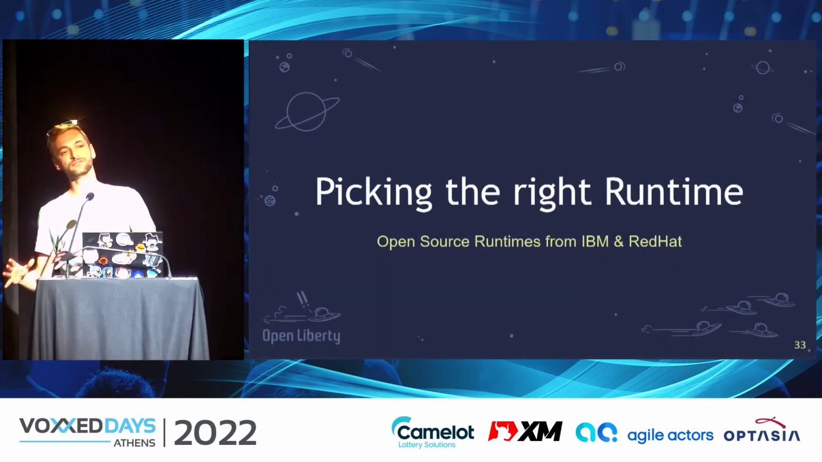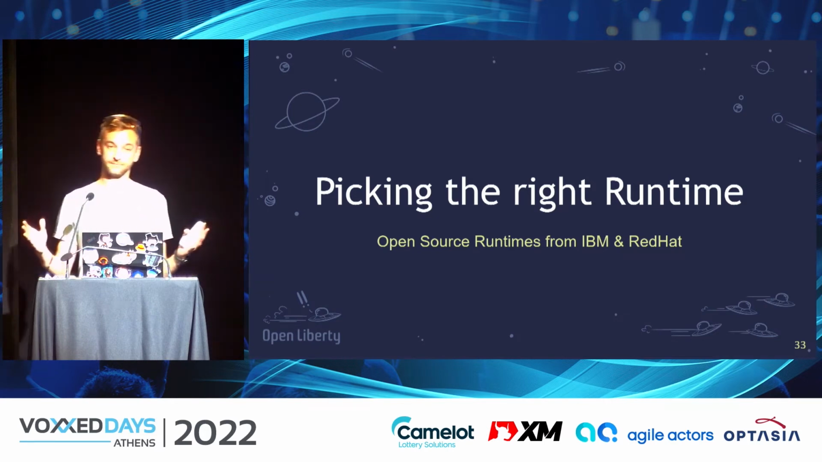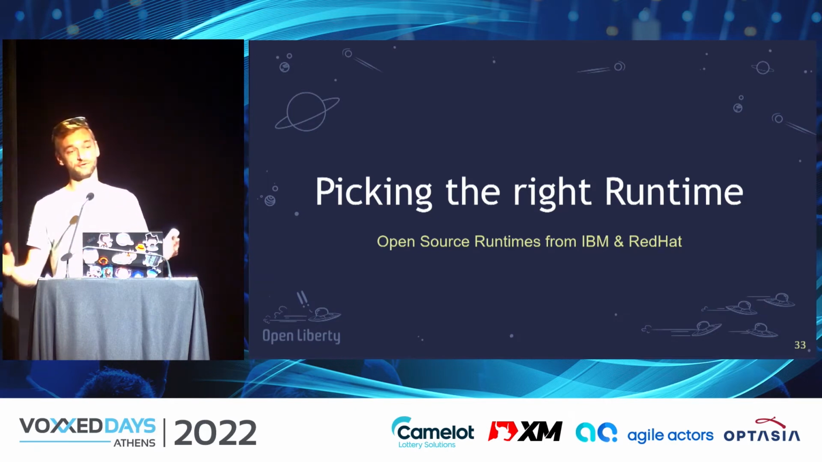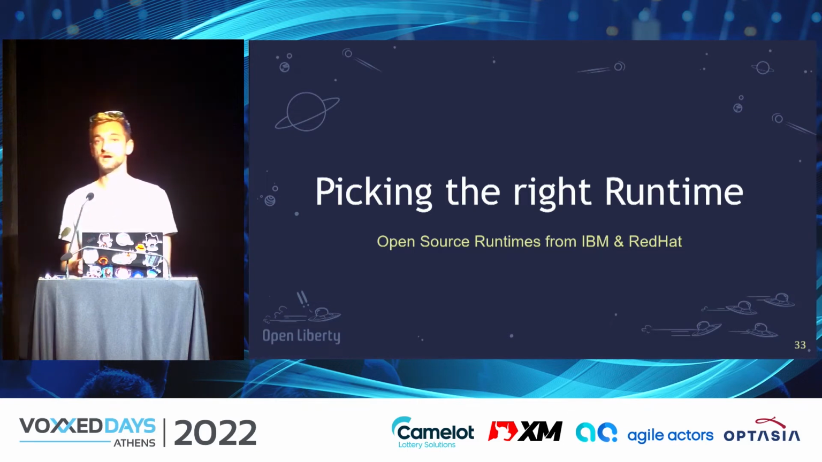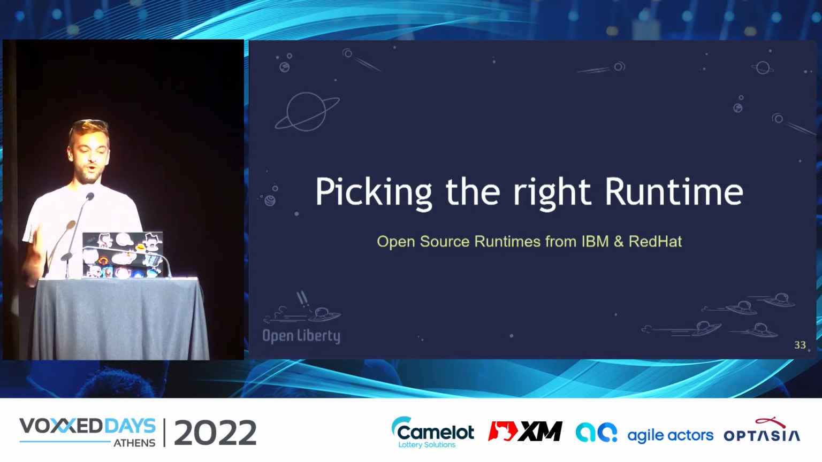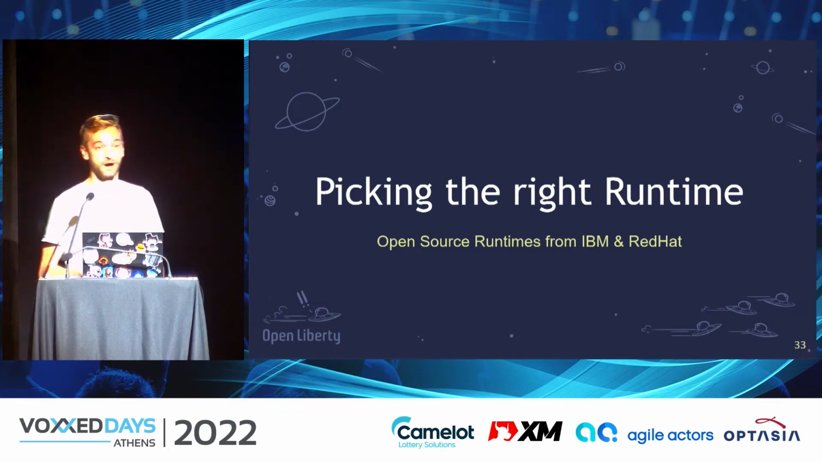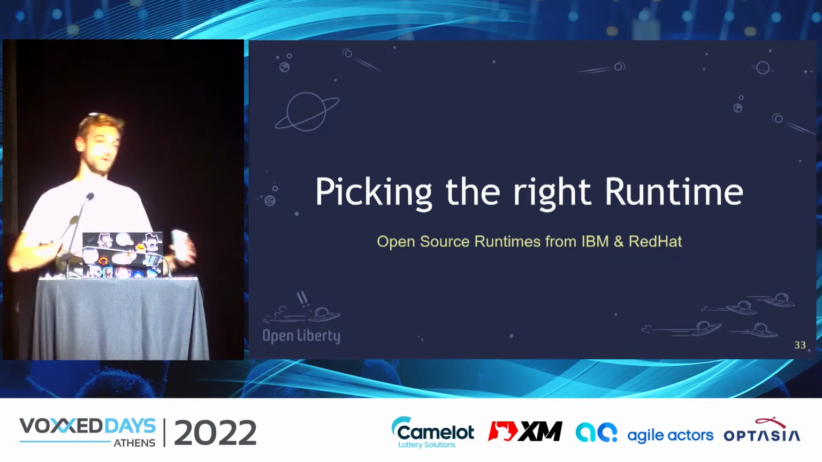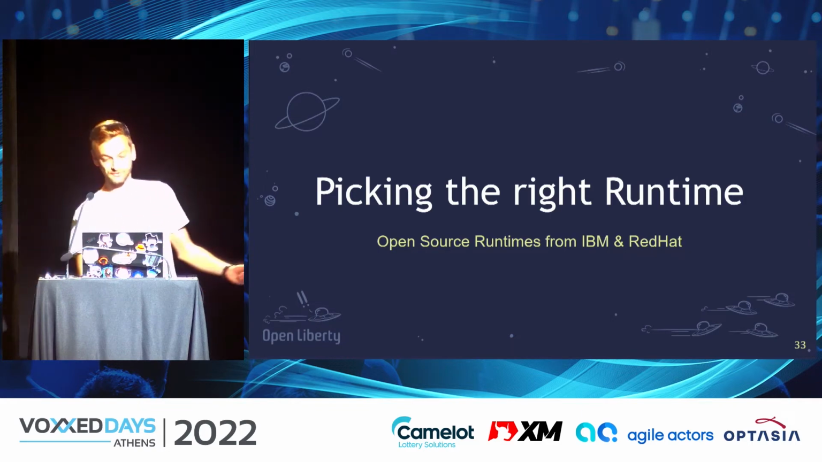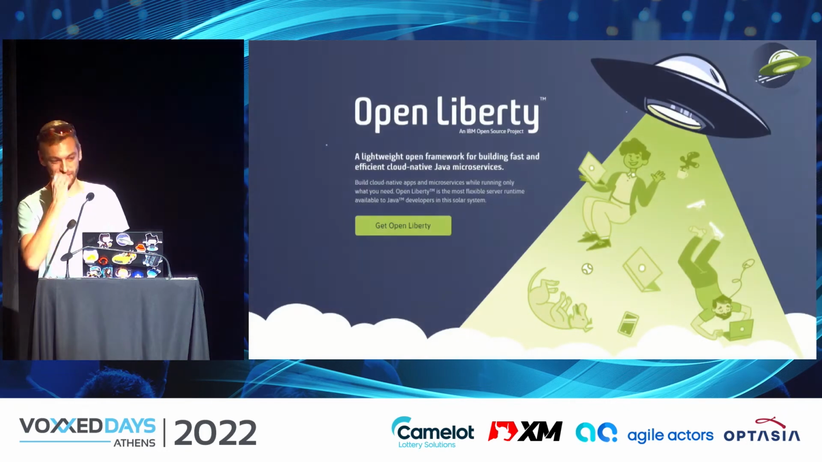So now moving on to runtimes, because it doesn't matter if you have the most efficient JVM possible, if you have the most efficient code possible, if you are using a runtime which is not efficient and not designed for what you're trying to do, then all that effort is going to be wasted. So the two runtimes I'm going to talk about today, one is from IBM and the other one is from Red Hat. Of course, I'm biased here being from IBM. So I'm going to talk about OpenLiberty.